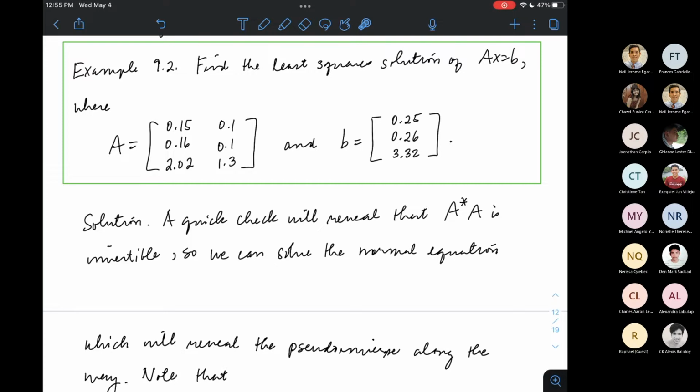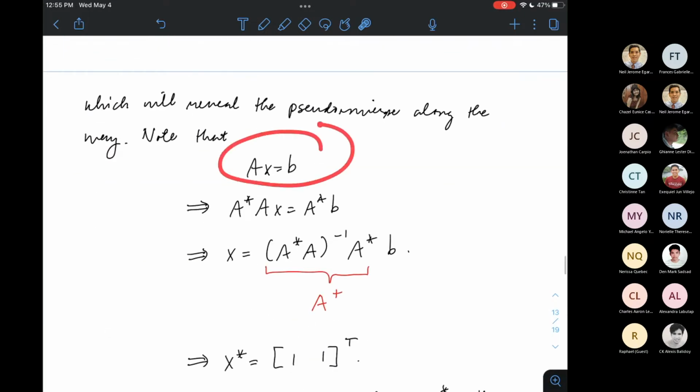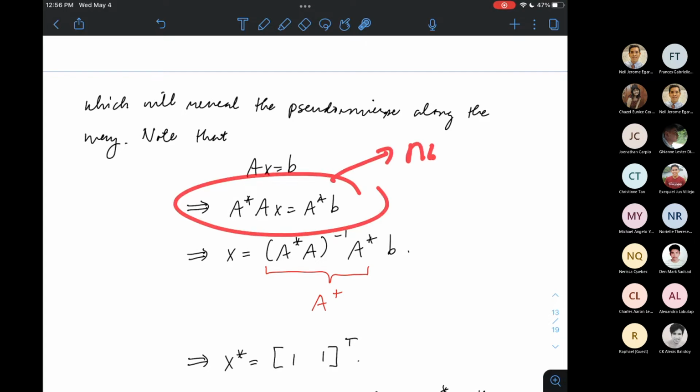Ulitin ko yung pagko-compute ng pseudo-inverse. So titignan ko kung invertible yung A star A. Pero one way kung paano na-realize yung pagkakaroon ng pseudo-inverse ay yung solution na pinakita ko sa example 9.2. Nagsimula tayo sa AX equals B. Tapos dahil may gut feel naman ako na si A star A ay invertible, ang gagawin ko, mula kay AX equals B, magmumultiply ako to the left, both sides, ng A conjugate. So nagmultiply ako ng A conjugate sa kaliwa ng mga entities dun sa ating equation. So we get this, and this is what we call the normal equation.